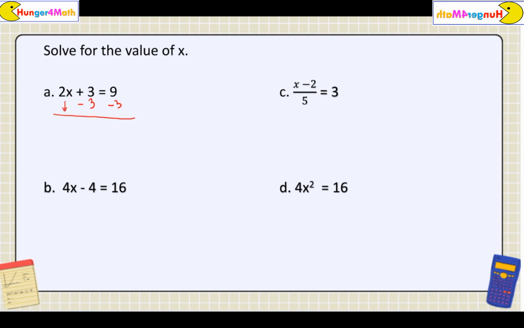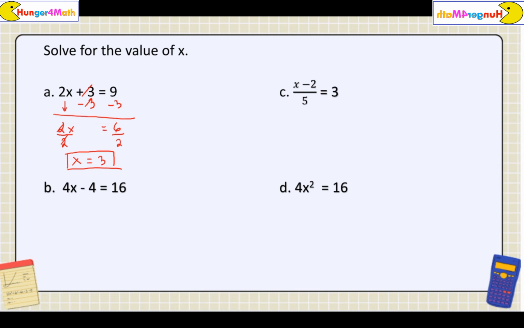Bring down 2x. Plus 3 minus 3, that is 0. Equal 9 minus 3 is 6. Then we have now 2x is equal to 6. 2x is a multiplication, so the inverse of that is division. We have to divide both sides by 2. So 2 divided by 2 is 1 times x is x, is equal to 6 divided by 2 is 3. So for letter A, the value of x is equal to 3.